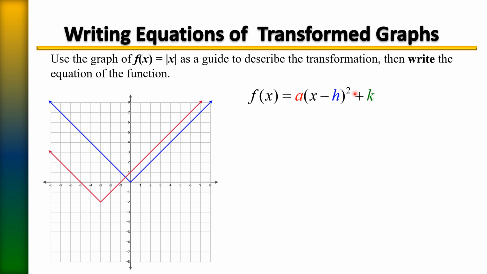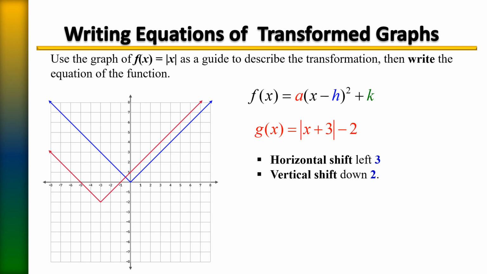Now we need to determine the vertical translation. As you can see, the graph was also shifted down 2 units. So when we put all that together, we have a horizontal shift to the left 3 units, and a vertical shift down 2 units. So using our absolute value bars, to write our equation is going to look like so. So you have g of x equals the absolute value of x plus 3, minus 2. And there you have it.